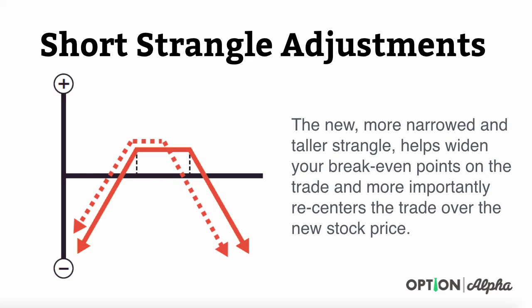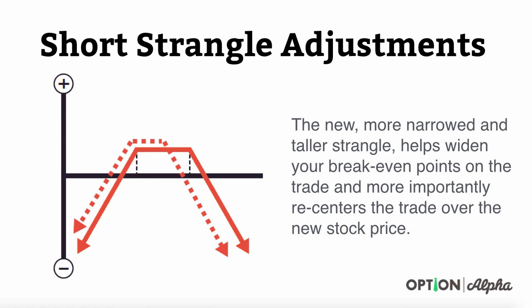Now, again, this will work in the complete opposite if the stock moves against you towards the top side of your trade. So if it starts moving towards the call side, you'll want to roll up that put side to about a 15 delta and again, recenter the strategy that direction. Not touching the call side, but rolling up that put side.